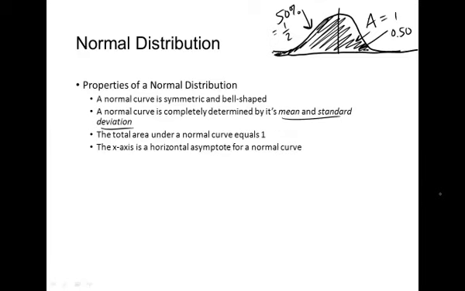The x-axis, which is the horizontal axis, is a horizontal asymptote for a normal curve. Without getting into a lot of detail, a horizontal asymptote is a horizontal line that the curve gets close to. So these heights, once again, those are frequencies or relative frequencies, right? So, let's say we're talking about a mean exam score of 75.